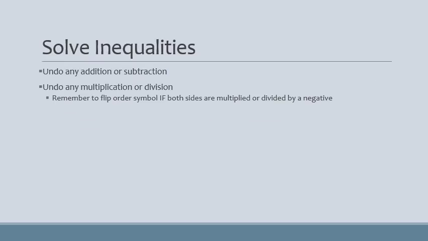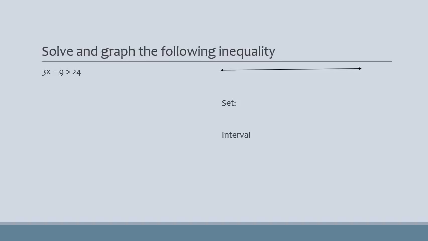If I'm going to solve inequalities now, if I've got just two-step, I want to undo any addition or subtraction, then undo any multiplication and division, and remember to flip the order symbol if both sides are multiplied or divided by a negative. So if I'm going to solve this inequality here, I'm going to add 9 to both sides, and I'm going to get 3x is greater than 33. I'm going to divide by 3, so x is greater than 11. I don't have to flip because I'm not multiplying or dividing by a negative.